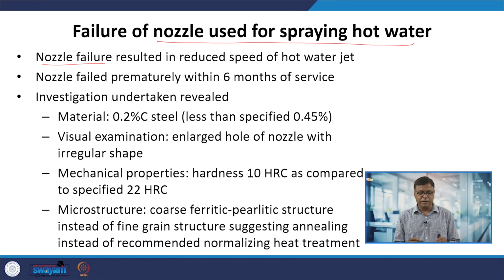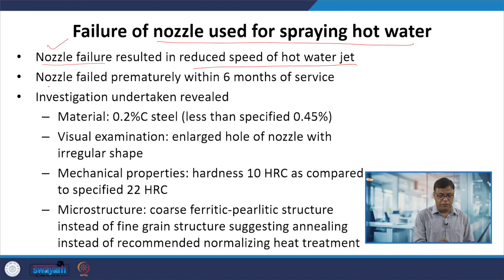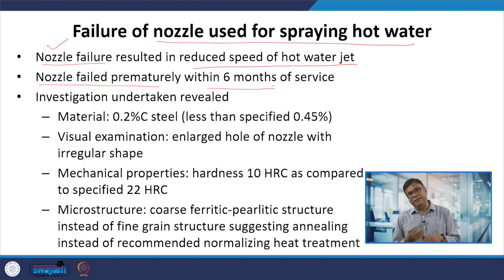This is the machine having a nozzle which was being used for spraying hot water for a particular application. This nozzle failed prematurely, and how it was judged, the speed of the water jet which was coming got reduced, and that in turn affected the performance of the operation for which this hot water jet was being used. Therefore, the nozzle failed prematurely within 6 months of service, while the other nozzles were working successfully even after 2 years of service.